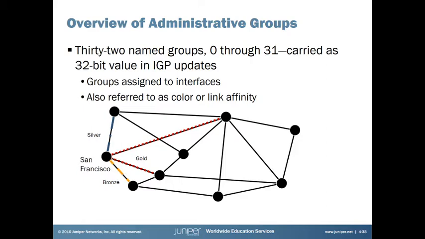So what we're doing is we're going onto the router, onto the interface of the router, and we are defining this link affinity rule, which are really called administrative groups. So administrative groups are defined on the links on the router.